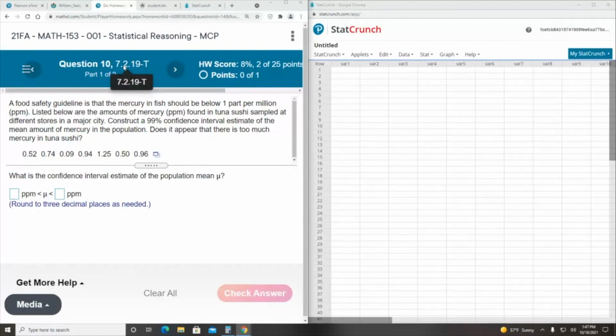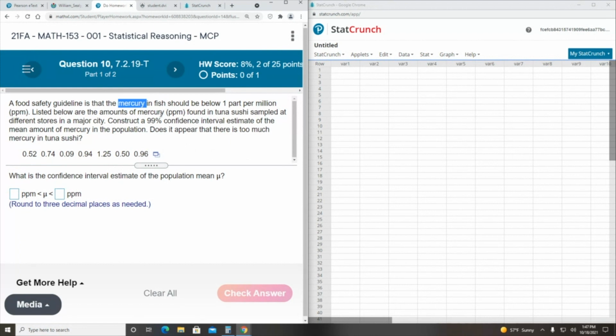Here's a very interesting problem, one of my favorites because it allows me to talk about history just a little bit. We're in chapter 7, section 2, so we are working on confidence intervals to estimate population means. And here what we have is mercury in fish. And mercury poisoning is a very damaging thing that affects a person neurologically, which is never ever good. This has been known for a long time.